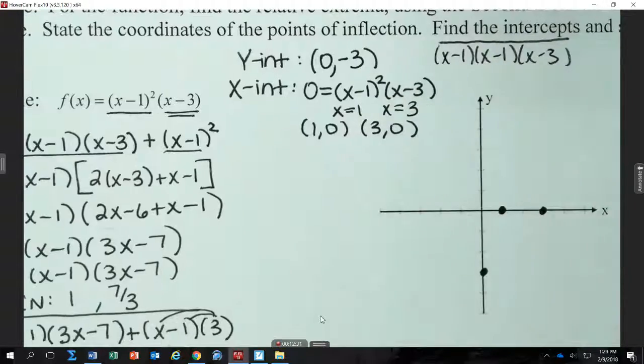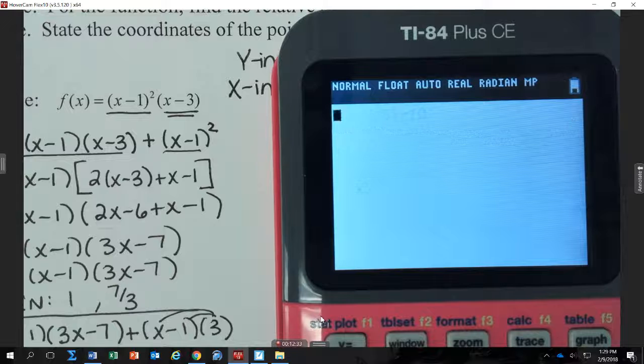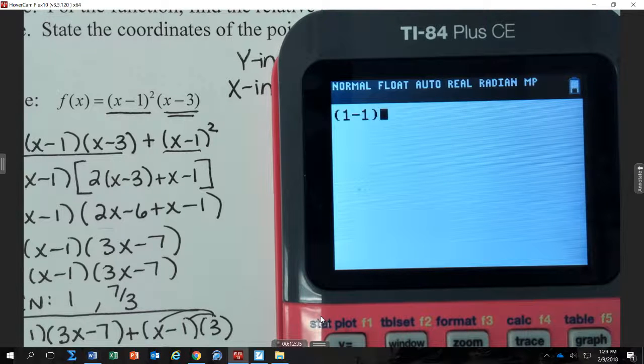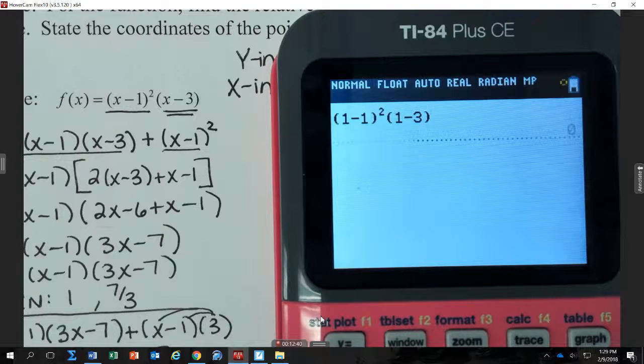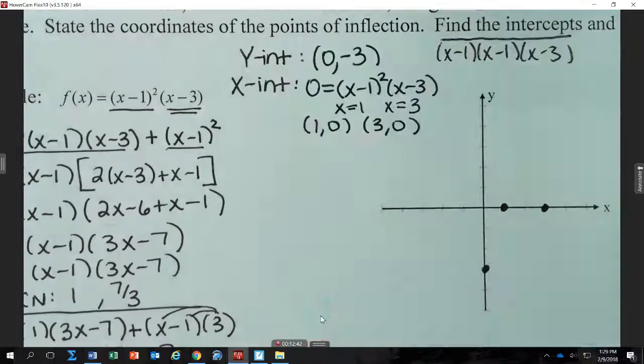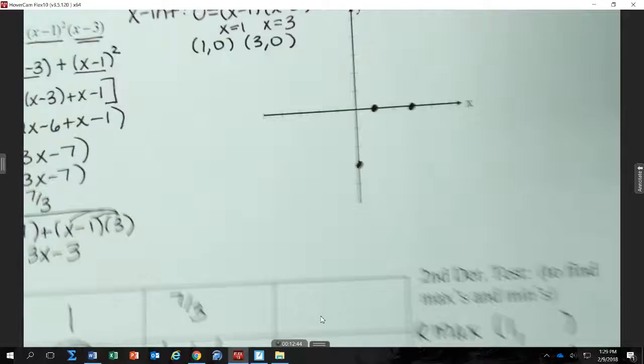So I'm going to plug in 1 into my original function. So I'm going to have parentheses 1 minus 1 squared times 1 minus 3. Right? So I end up with 0. Okay, so I have a relative max at 0.